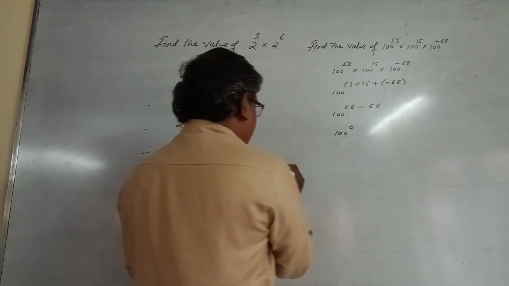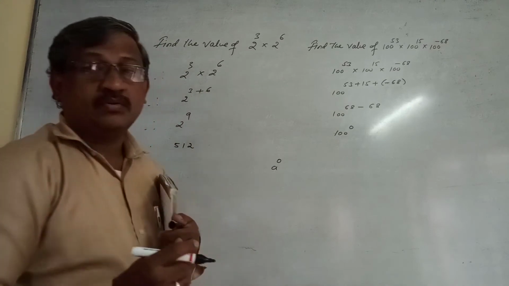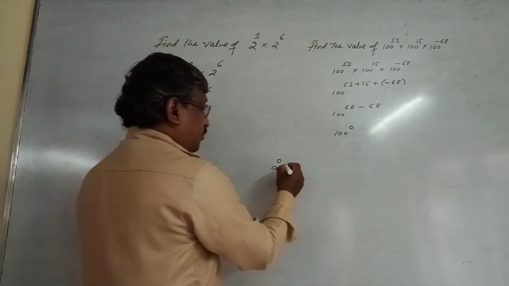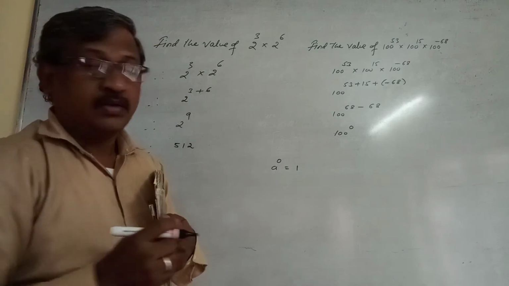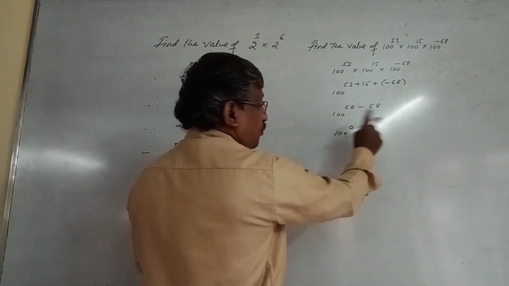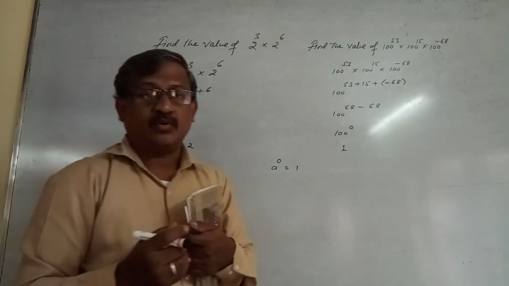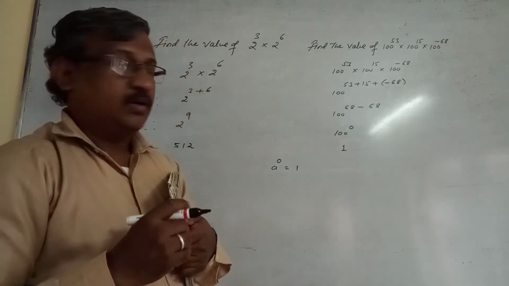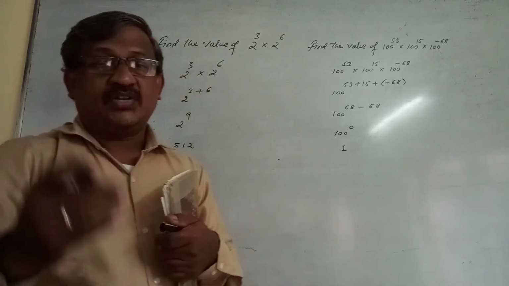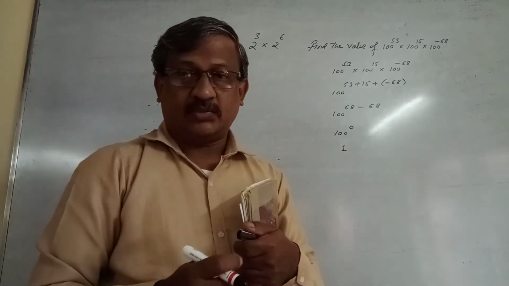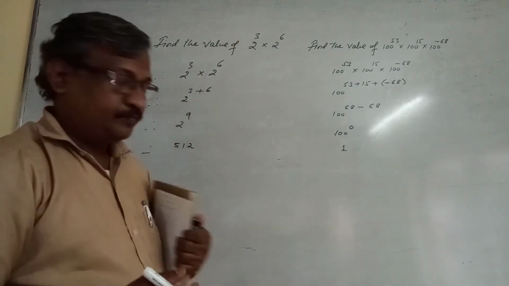Right? It is any value which is raised to 0. Any value which is raised to 0 is not 0. It is always what? It is 1. Clear? So this is how we have to work out the problem on indices. So like sums you will get in the exam in section A for 2 marks. So easily you can get those 2 marks.